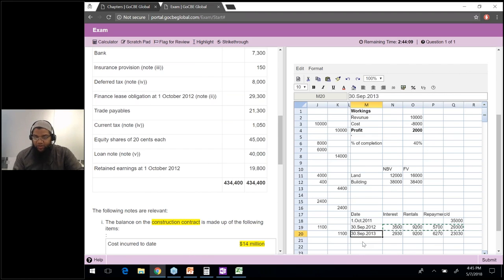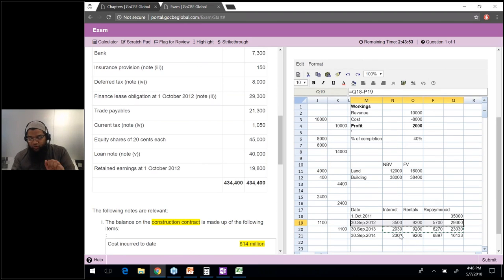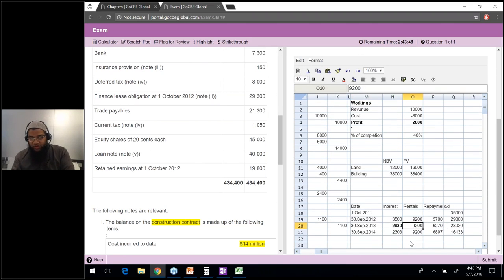Okay, so 30th September 2013, and then we are going to also calculate one more year, 30th September 2014, copy and paste. So all values we have got now. So the question has done the work over till over here. The finance cost relevant for us in the current year is going to be 2,930, the amount paid during the year 9200, the repayment, the current liability is going to be 6897, and the non-current liability is going to be 16133.